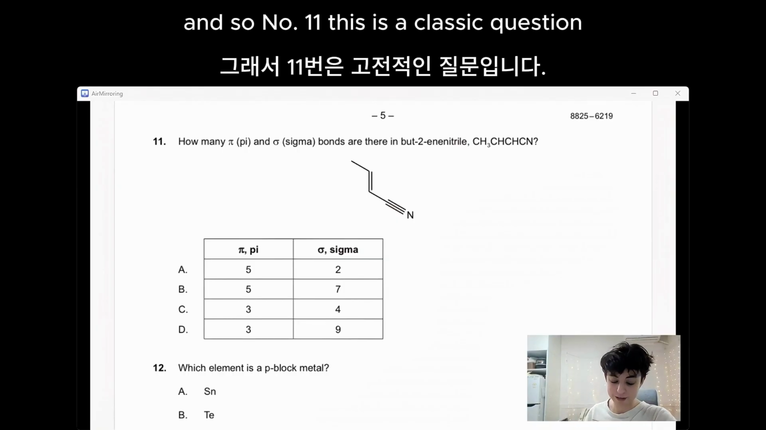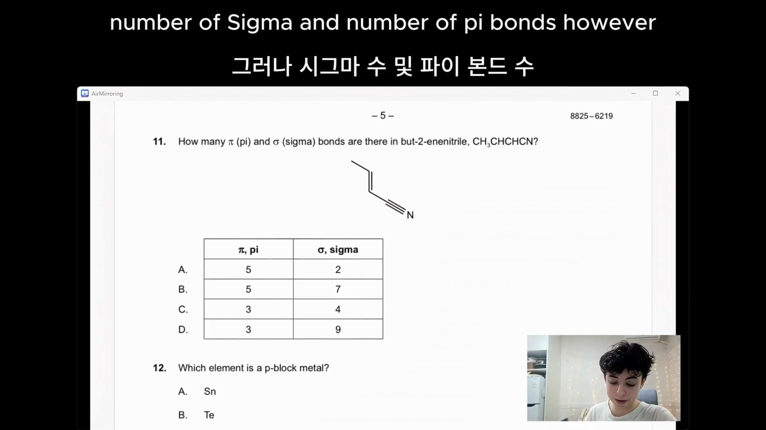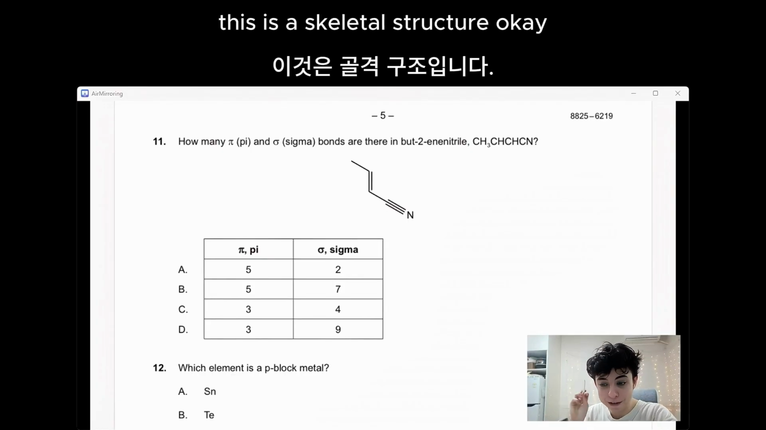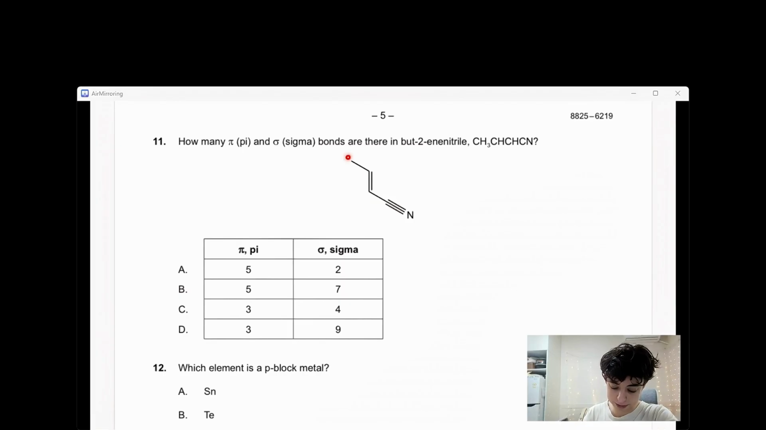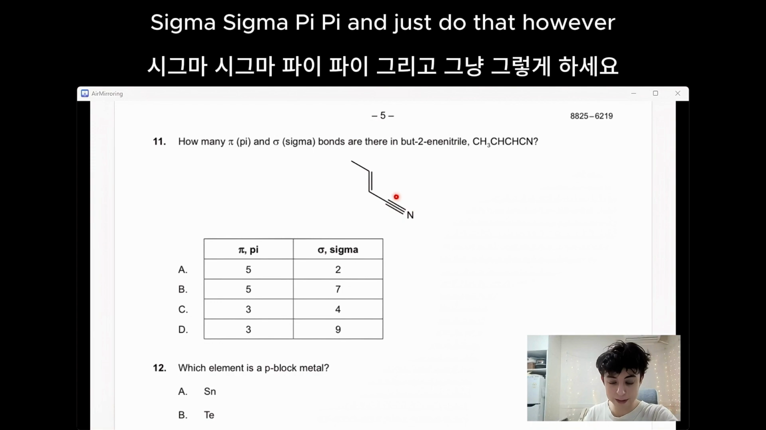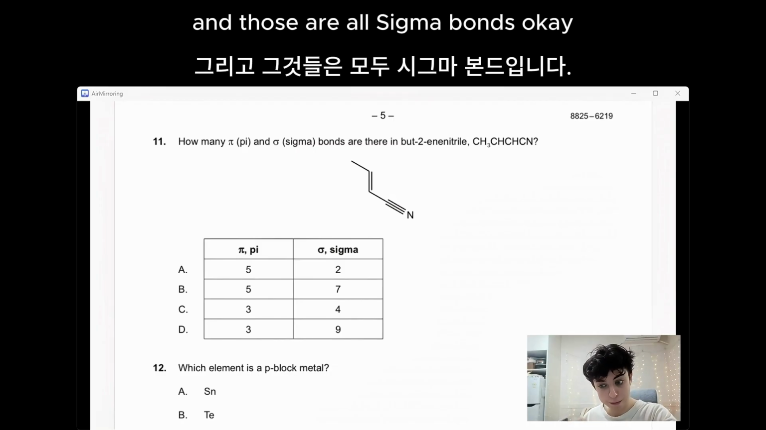And so number 11, this is a classic question where you're counting the number of sigma and the number of pi bonds. However, this is a skeletal structure. Okay, and so the trick is they want you to just go, okay, sigma, sigma pi, pi, and just do that. However, there are carbon-hydrogen bonds that are missing here, and those are all sigma bonds.